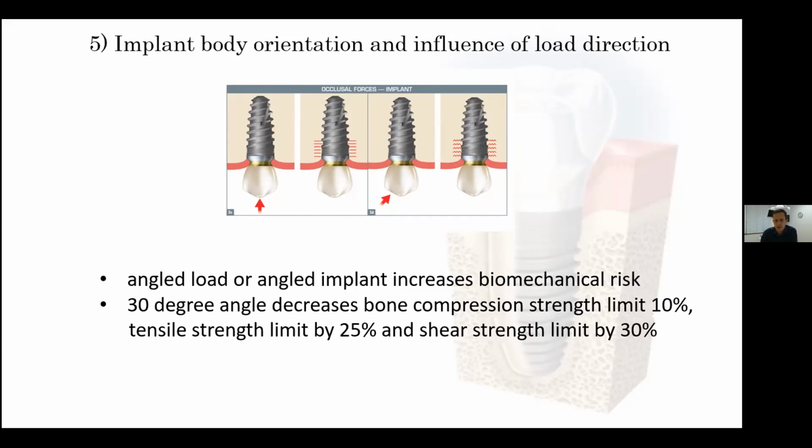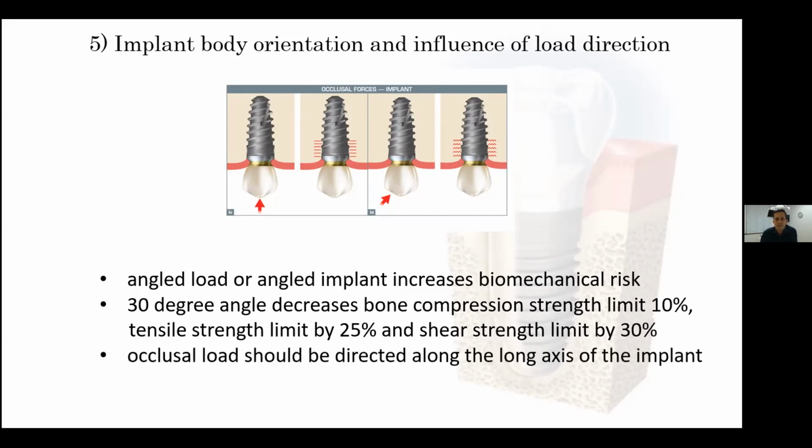So this is something that we have to bear in mind, and where possible, we have to plan our implants as straight as we possibly can, so that the occlusal load is directed along the long axis of the implants. We want the occlusal load directed along the long axis of natural teeth as well, if we can help it. So it's no different for implants.